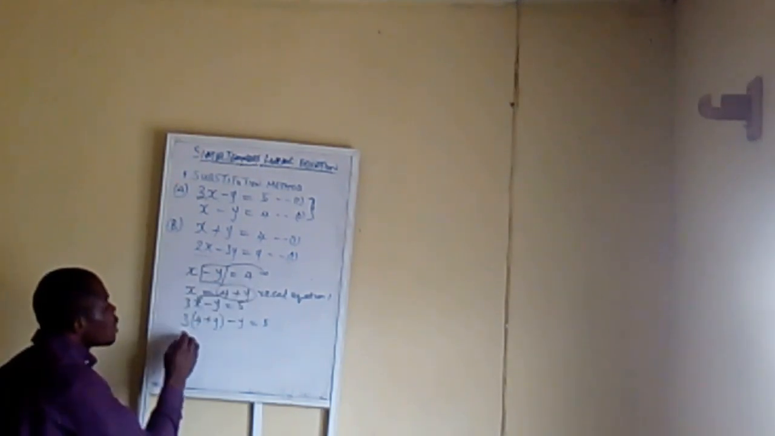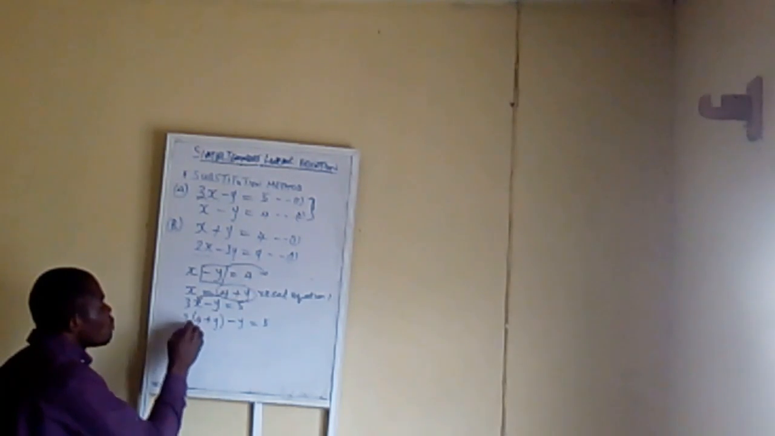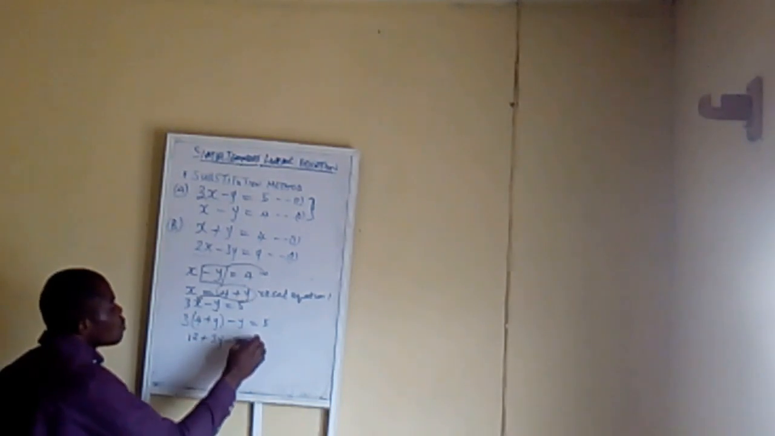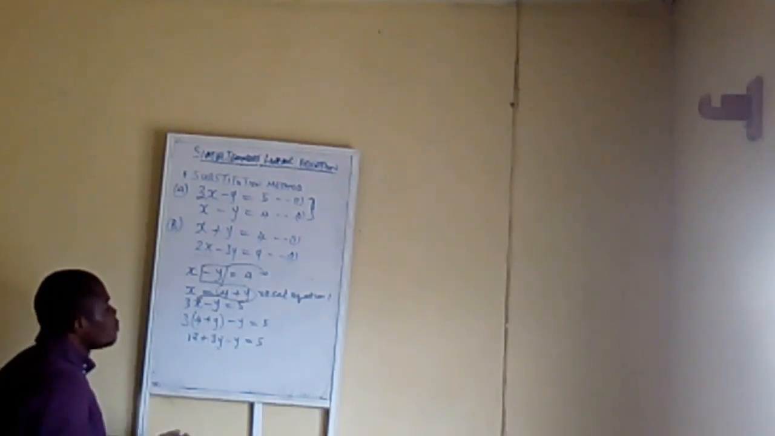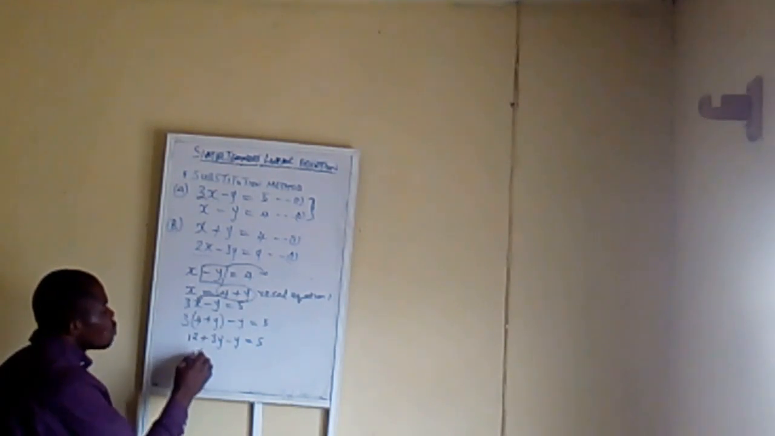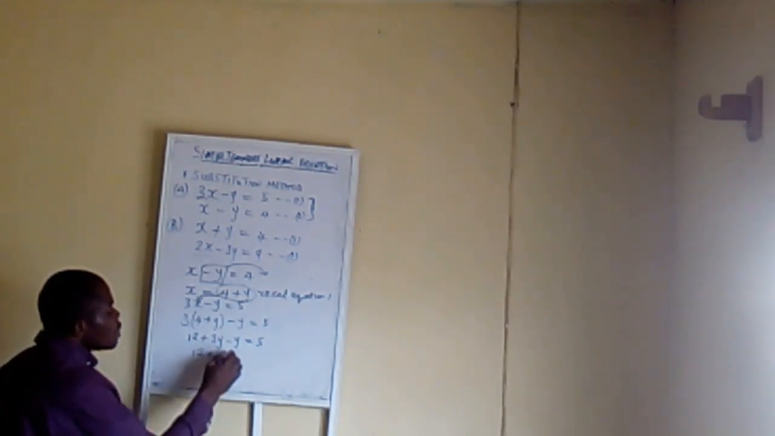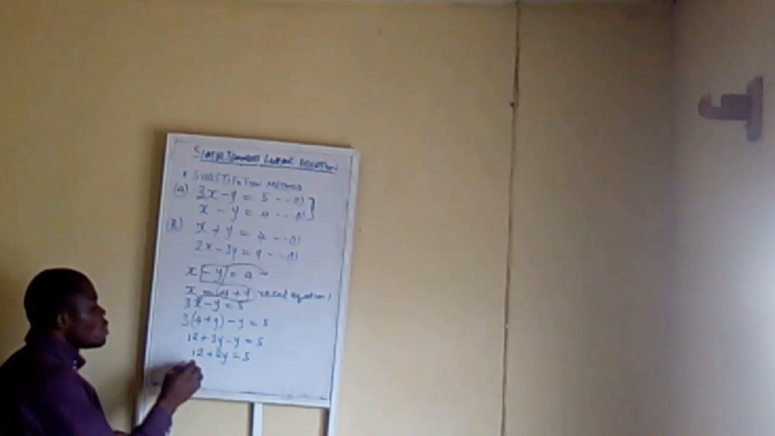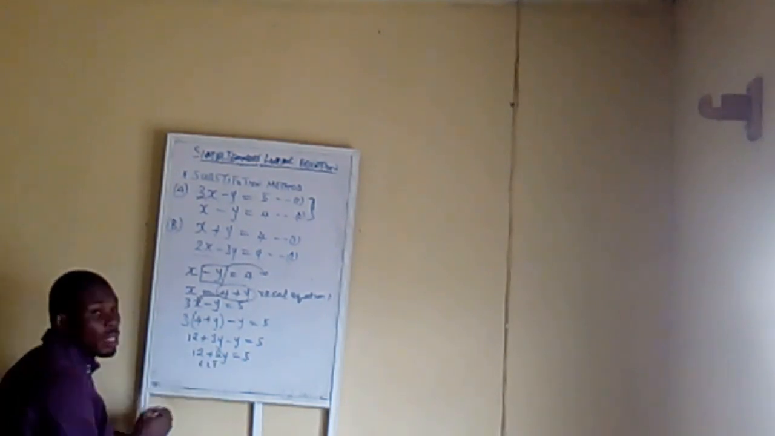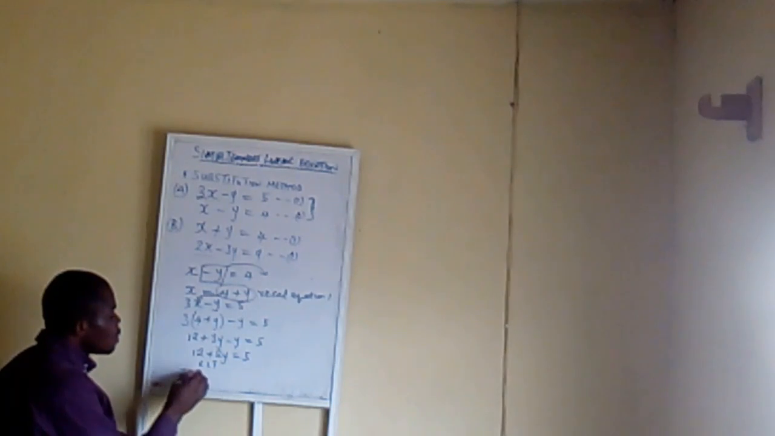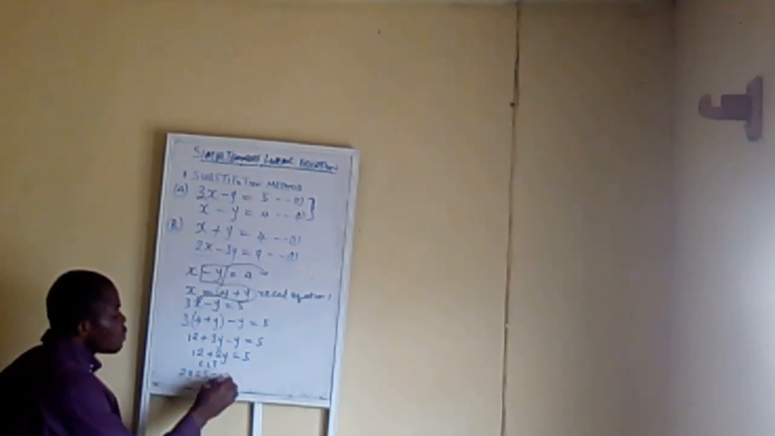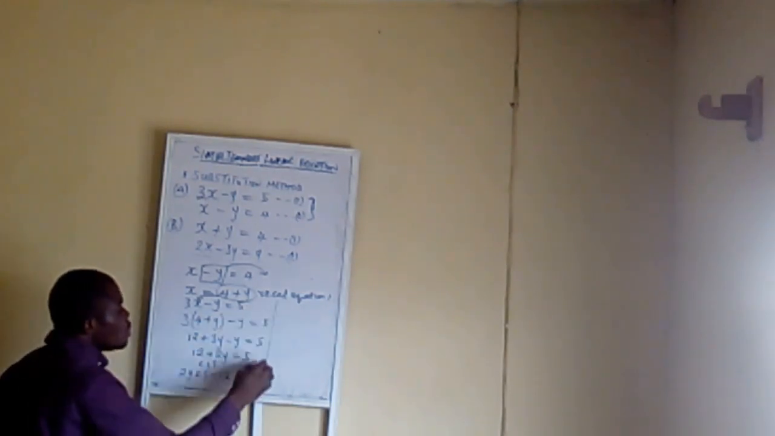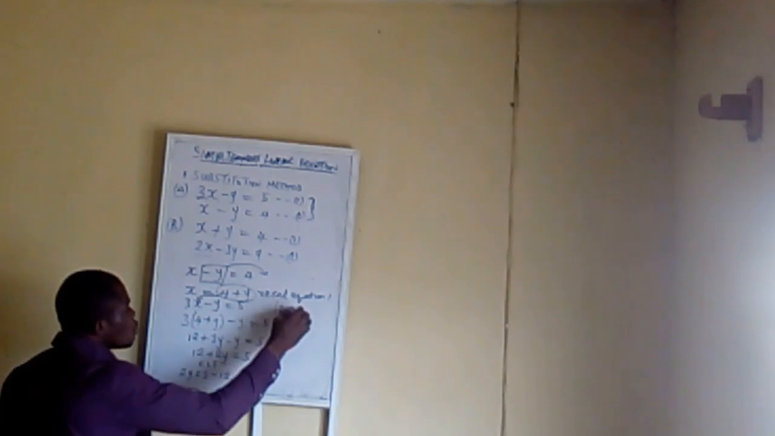So we are now going to remove the bracket. 3 times 4 will be 12, plus 3y, minus y equals 5. So that's what we have. Simplifying this will give us 12 plus 2y equals 5, since 3y minus y is 2y. So we now need to collect like terms. We have 2y equals 5 minus 12. So we have 2y equals minus 7.